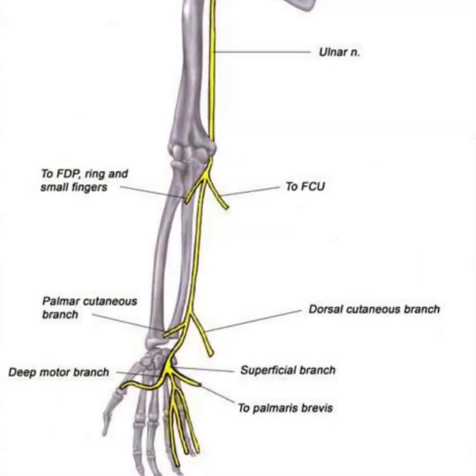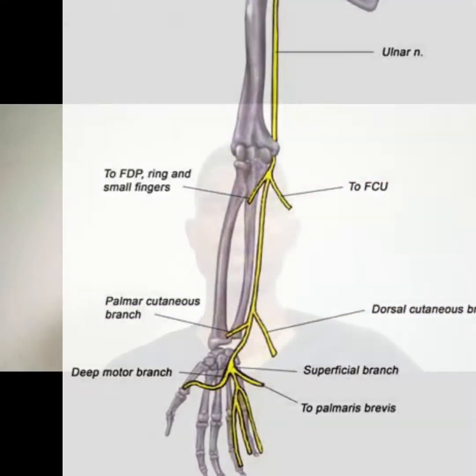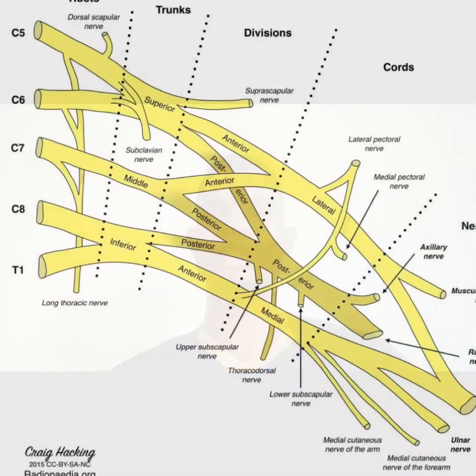So the next branch of the brachial plexus that we'll be looking at is the ulnar nerve. The ulnar nerve root is just from C8 to T1, and the ulnar nerve innervates the intrinsic muscles of the hand. Apart from the thenar muscles and 2 lateral lumbricals, it also innervates the flexor carpi ulnaris muscle. So these are the main branches of the brachial plexus.